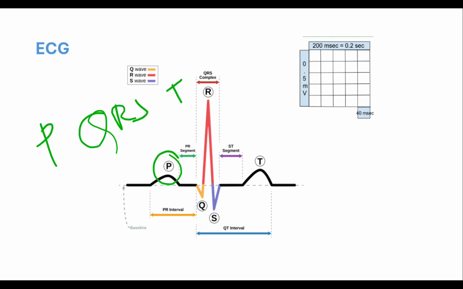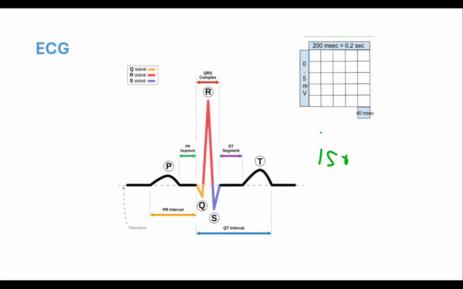What is P wave? P wave is atrial depolarization. What is QRS? Ventricular depolarization. What is T wave? Ventricular repolarization. Okay, easy. Now, what is a segment? A segment is going to be isoelectric. That means it is lying over that flat baseline.